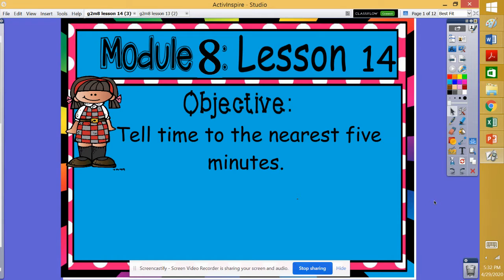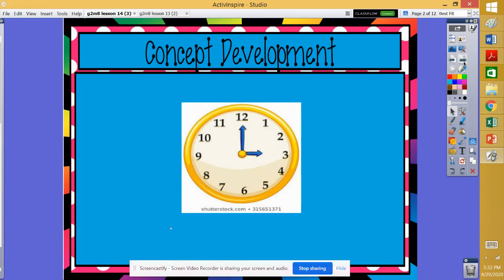Hey guys, today we're going to work on telling time to the nearest 5 minutes. So let's think back to all that we've learned about clocks so far. We know that each number on the clock stands for something. What do they stand for? Good job. Each number on the clock stands for 5 minutes. So we can count around the clock by fives.